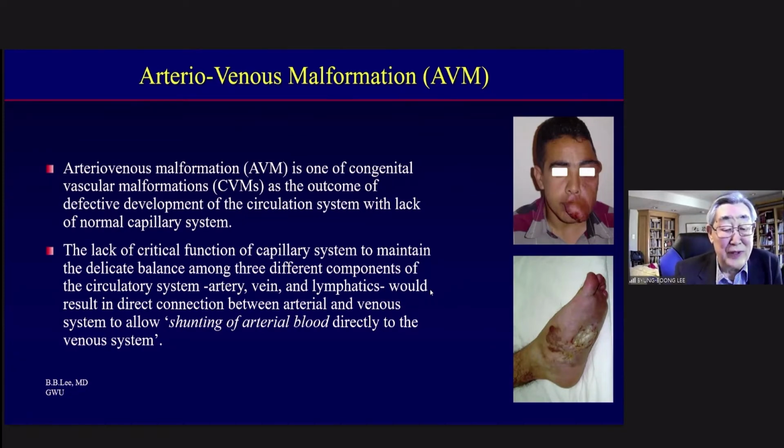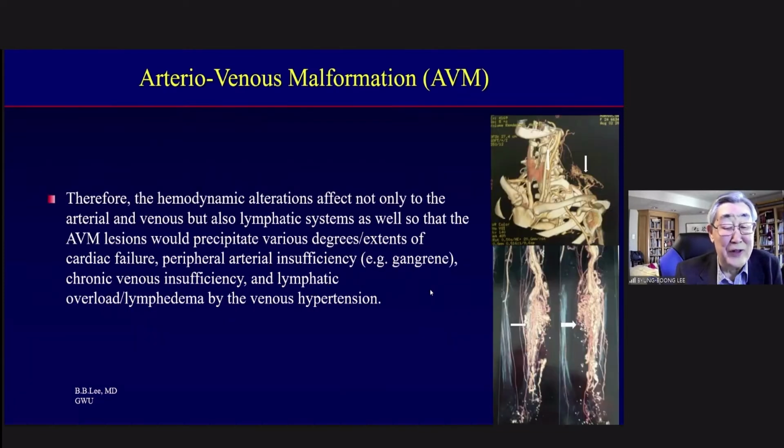Arteriovenous malformation is one of the congenital vascular malformations, the outcome of defective development of the circulatory system with lack of a normal capillary system. The lack of the critical function of the capillary system to maintain the delicate balance among 3 different components of the circulation system, namely artery, vein and lymphatics, would result in direct connection between the systems to allow shunting of arterial blood directly to the venous system.